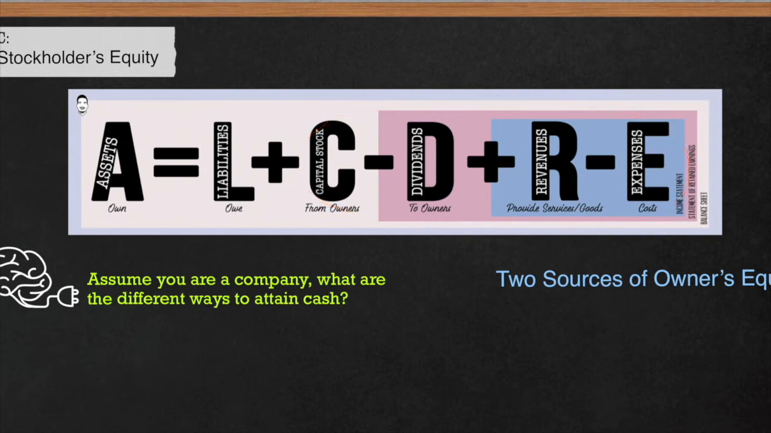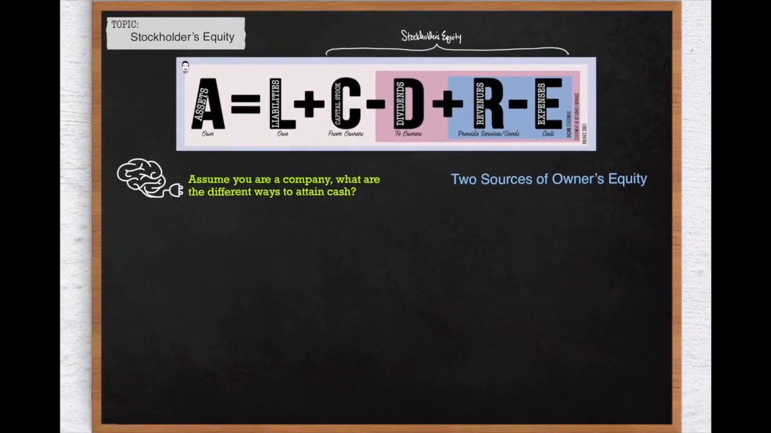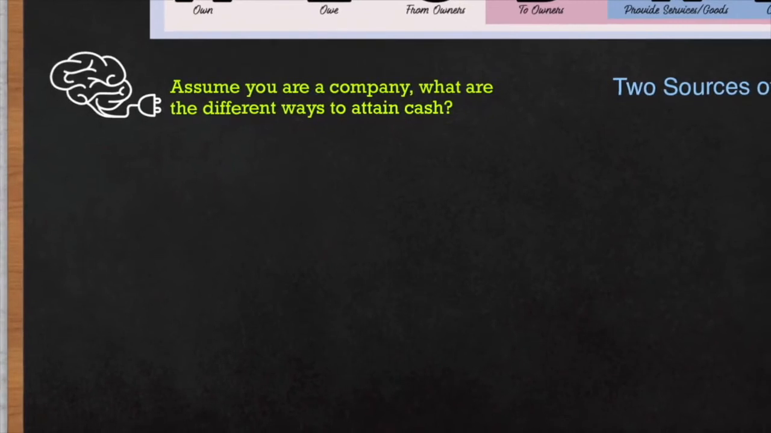What I circled just right now is the plus C minus D plus R minus E. That is your stockholders' equity. What you see on the slide is your expanded accounting equation, where the stockholders' equity is expanded into 4 different components. Again, that's capital stock, dividends, revenue, and expense.